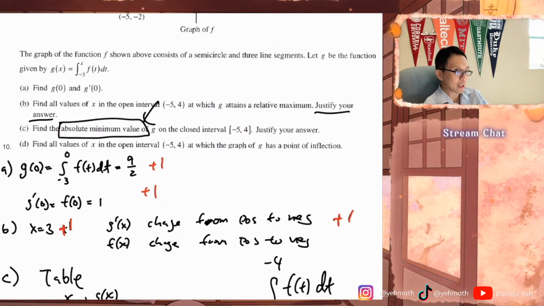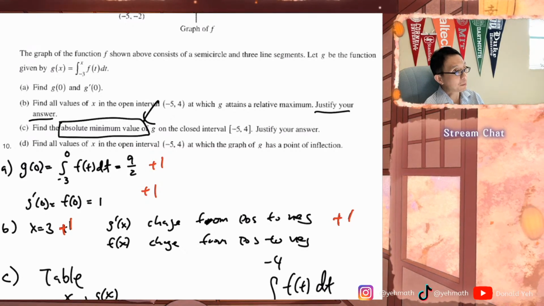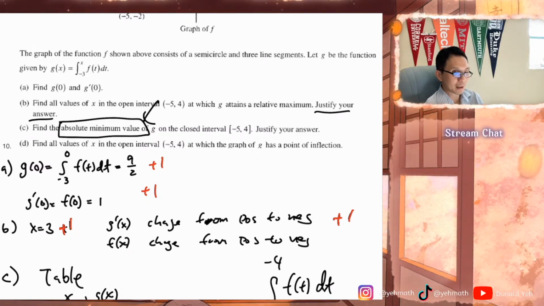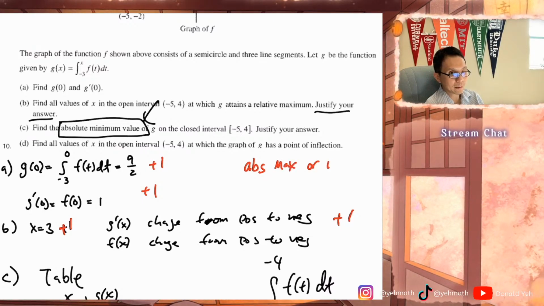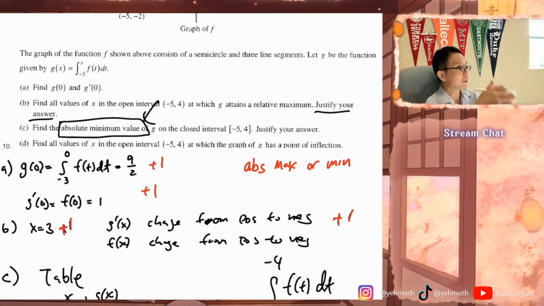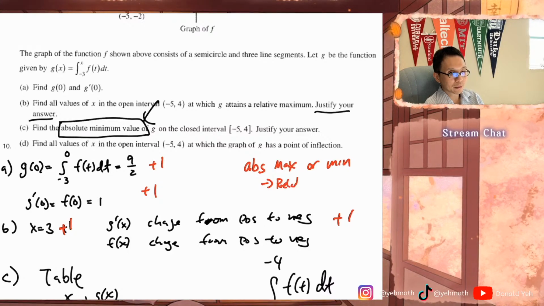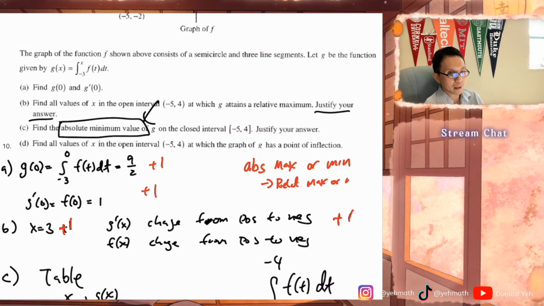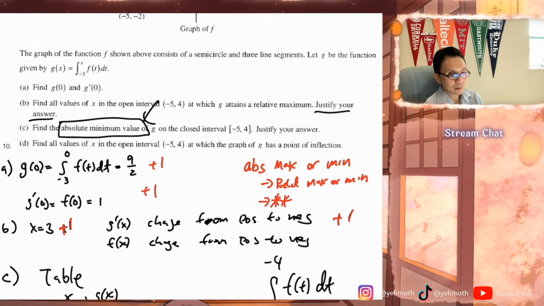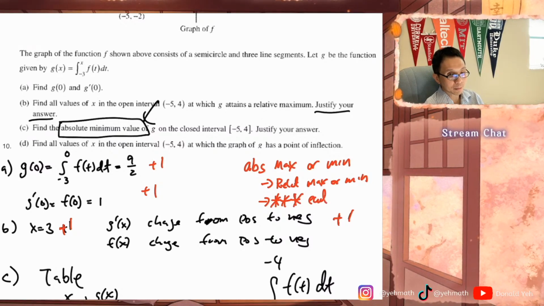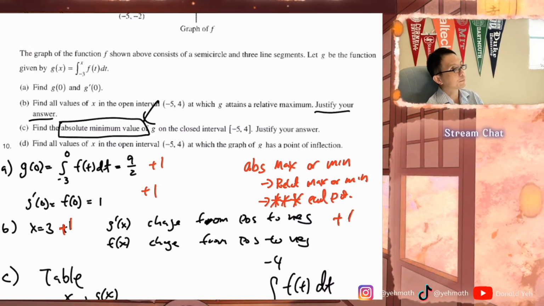Okay, on your test, you gotta make sure of this. If I ever ask you for the absolute minimum value or absolute maximum value, please write this down. You cannot just check the relative maximum and relative minimum. You're gonna check relative max or min, and very important, check for endpoints. If you check for endpoints, you're gonna get credits.